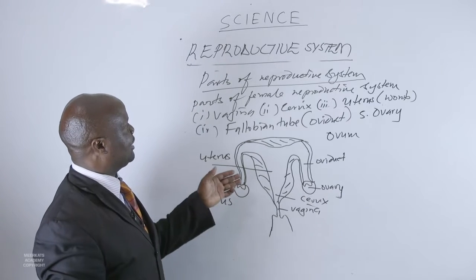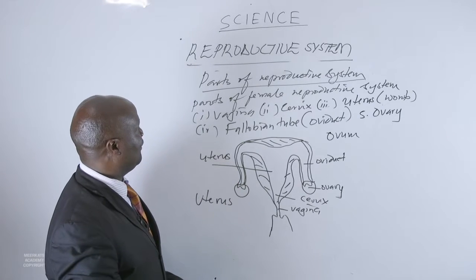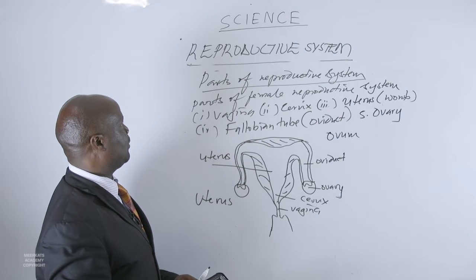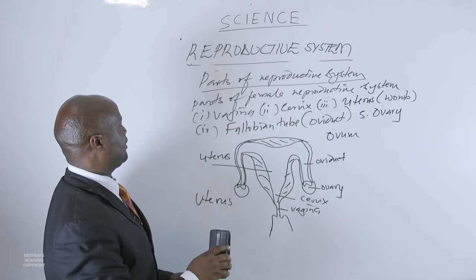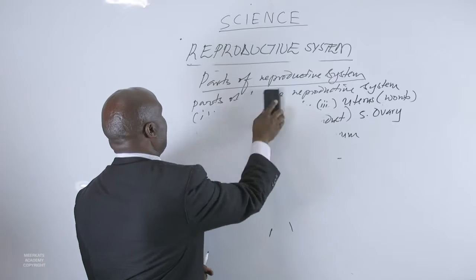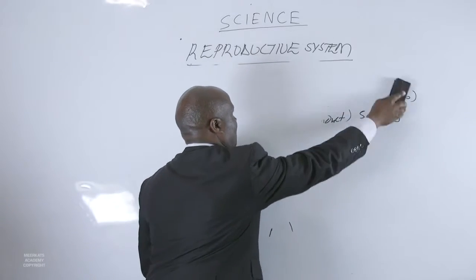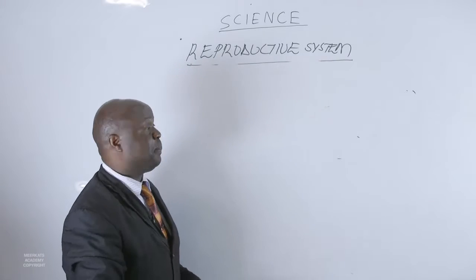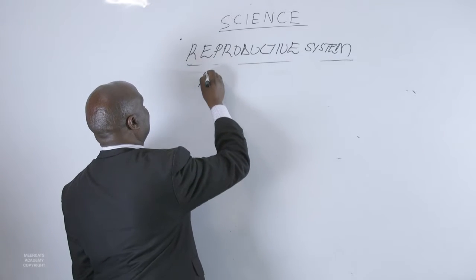We have studied some of the parts of the female reproductive system. We can go to the male reproductive system and see the parts and their functions. So, parts of the male reproductive system.